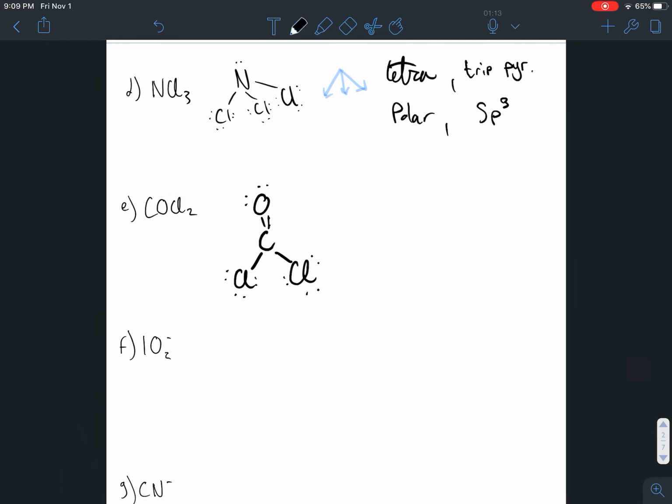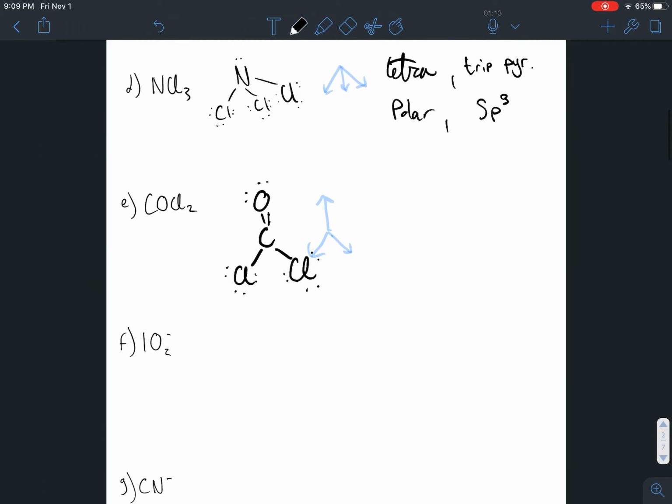Okay, that's cool. So the polarity on this one, there's a dipole going that way, dipole going that way, dipole going that way. So that's actually kind of tough to tell. I don't know. The base shape is trigonal planar. The molecular shape is trigonal planar. It is polar and sp2 hybridized. That is for sure. Okay, we're moving on.